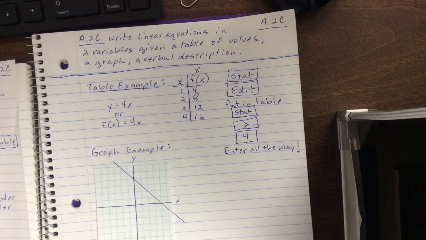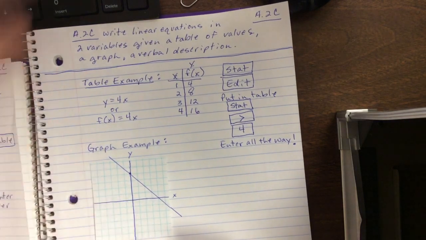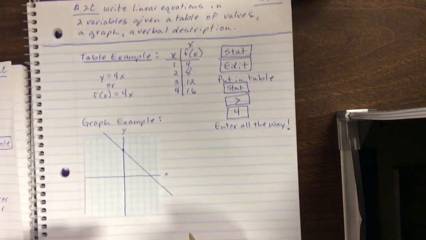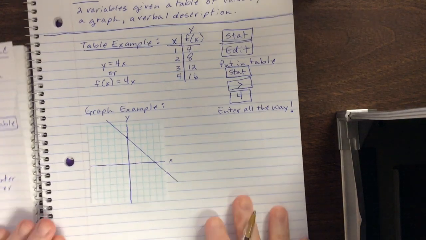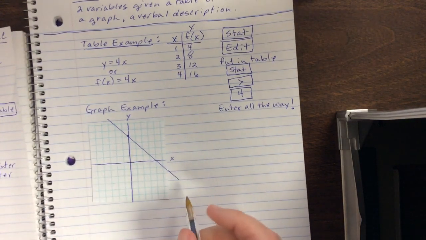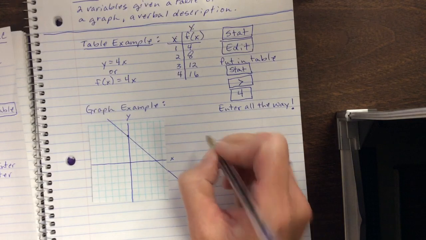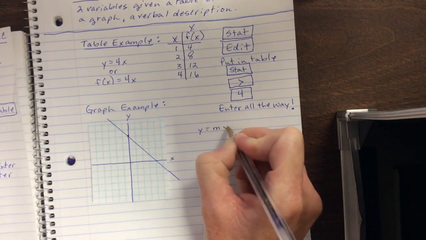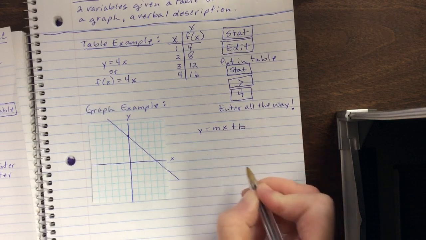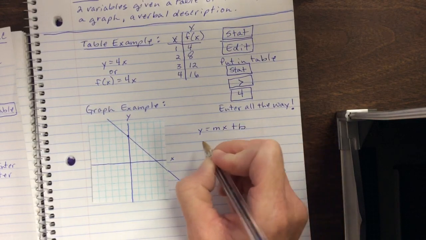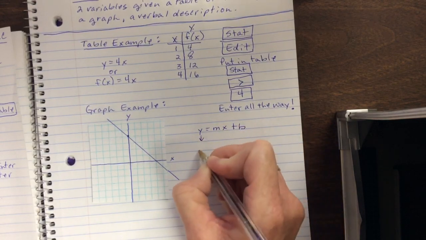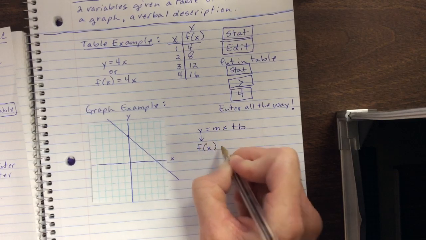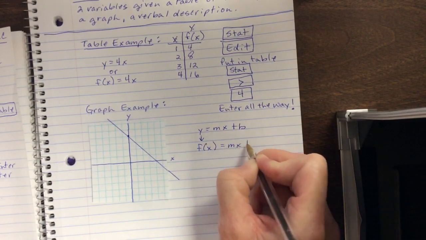Now they'll provide you with the graph, and they're going to ask you what equation works with this graph. So I'm just doing it so that we can build our equation. And we want to build it in the way of y equals mx plus b. And remember, it might also look like f of x equals mx plus b.